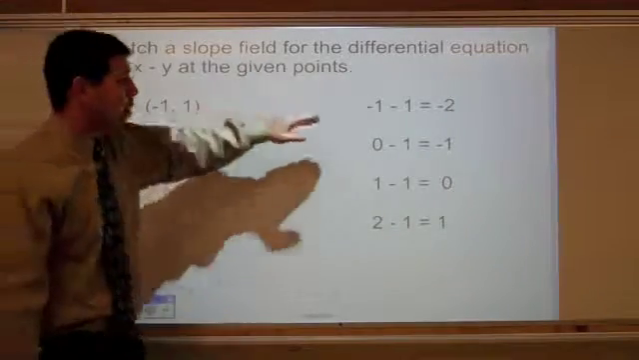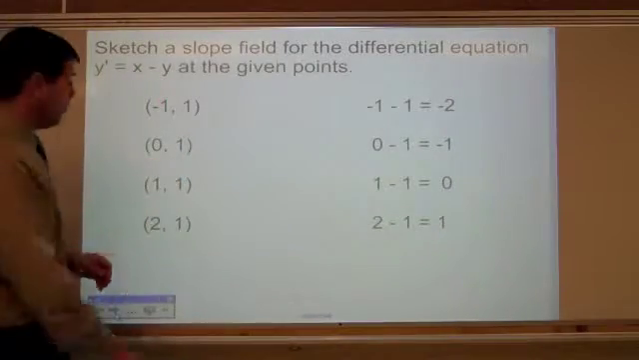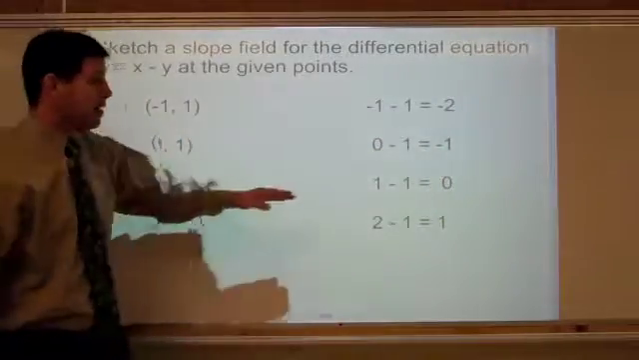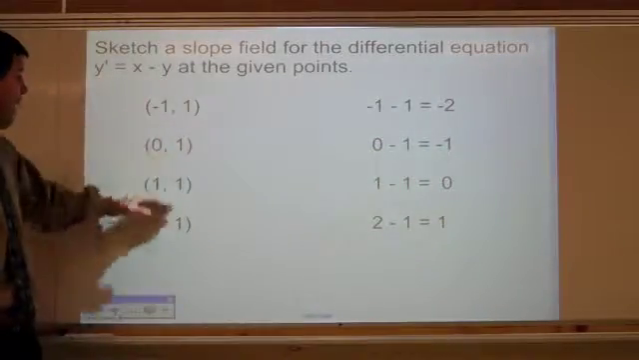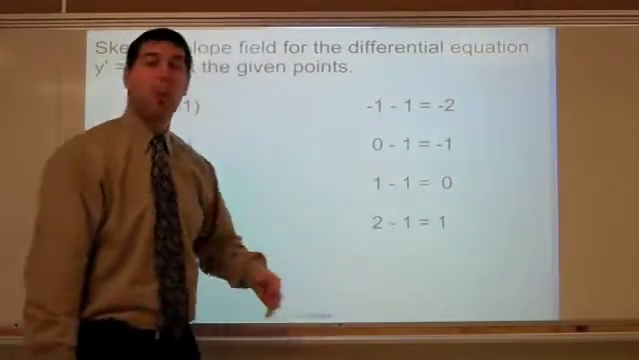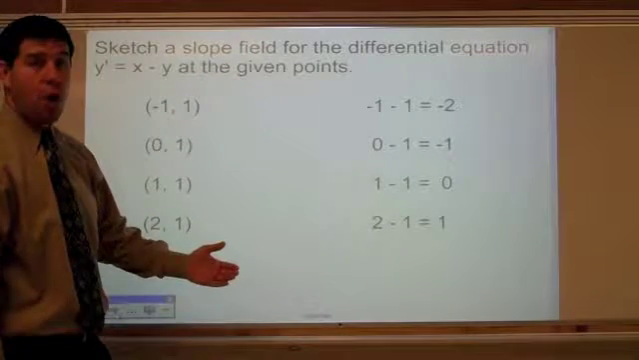Negative 1 minus 1 is negative 2. So the derivative at negative 1, 1 is negative 2. Derivative at 0, 1 is negative 1. At 1, 1 it is 0, at 2, 1 it is 1. You just plug in x and y into the differential equation to find the value of the slope at that point. So there are the values of our slopes.